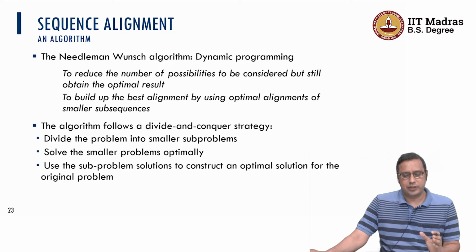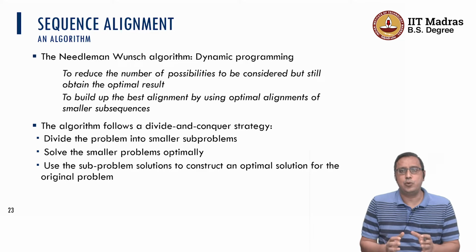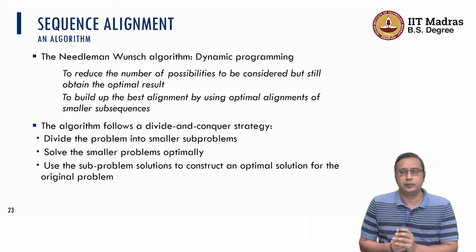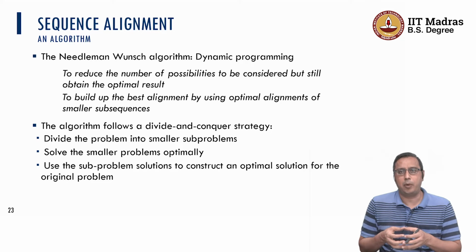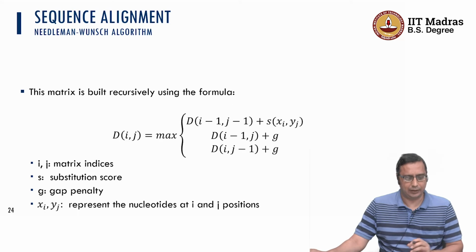Here the idea, as I told you, is a divide and conquer strategy. We divide the complete problem of alignment into a set of sub-problems. Each sub-problem is smaller in size, and there we can find a solution in a relatively straightforward manner. Once we solve the smaller problems optimally, we'll discuss what it means to be optimal in the next couple of slides. We'll use that solution and construct an optimal solution recursively for the original sequence alignment problem. So let's see how we can do that.